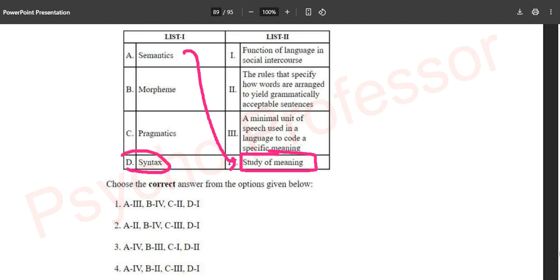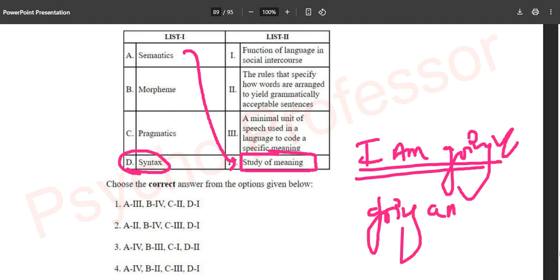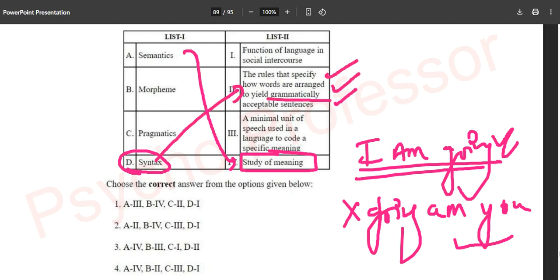Now syntax. What is syntax? "I am going" is correct syntax, but "going am you" or "going am I" is incorrect syntax. Okay, so what is it? It is the rules that specify how words are arranged to yield grammatically acceptable sentences. You will match D with second.